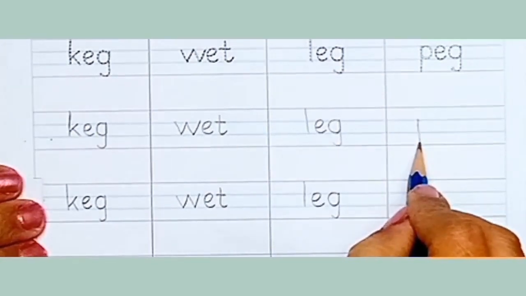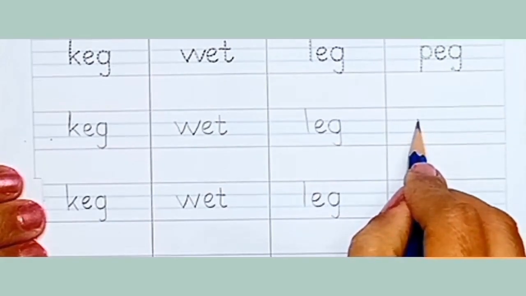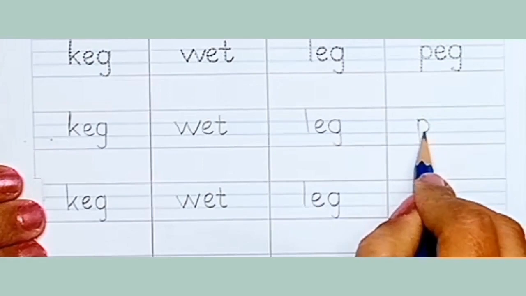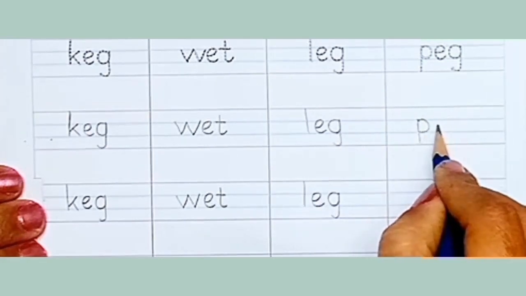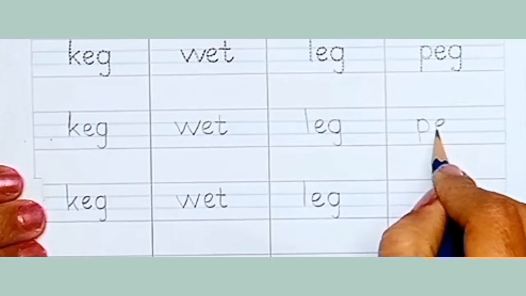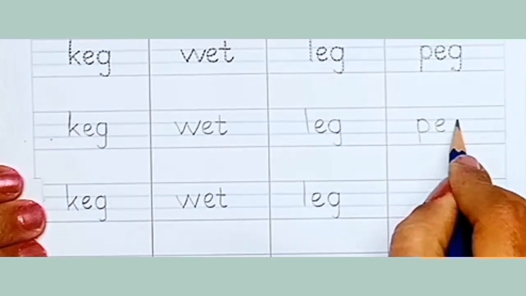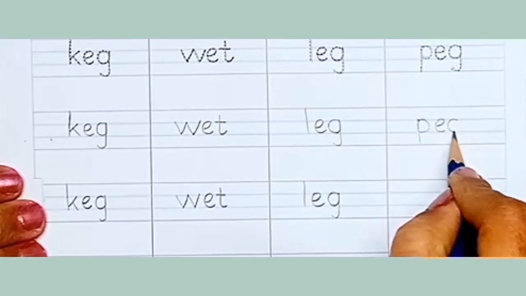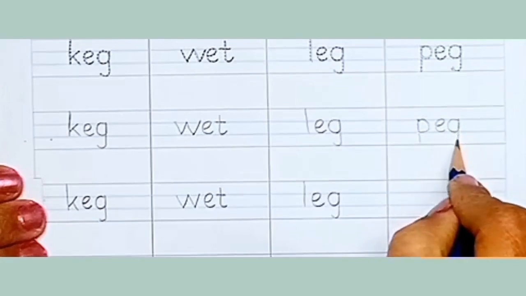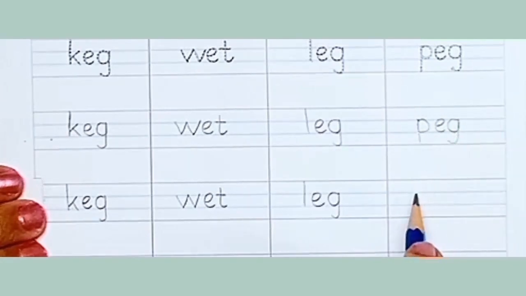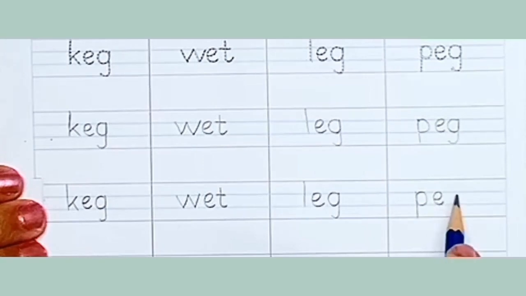P says p. E says e. G says g. Peg. P, E, G, peg.